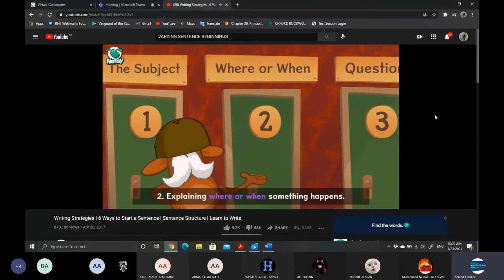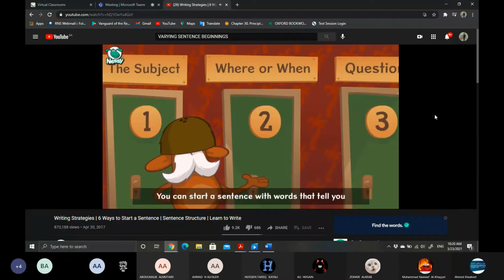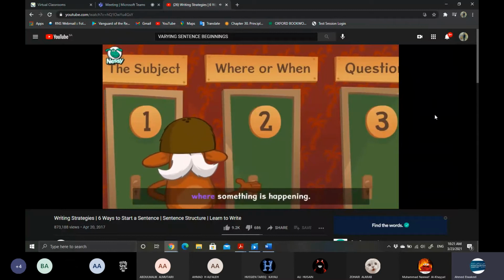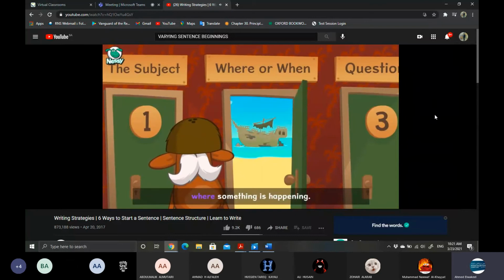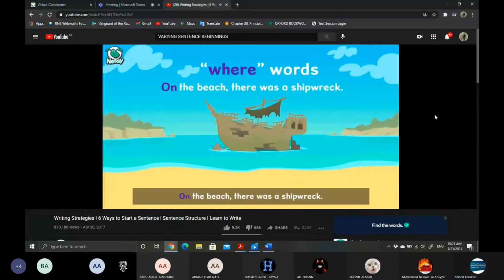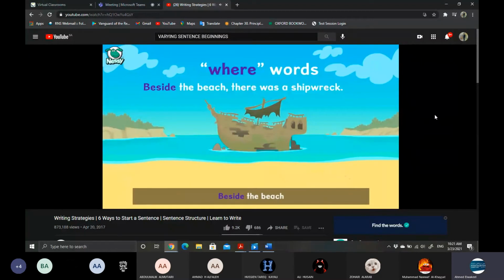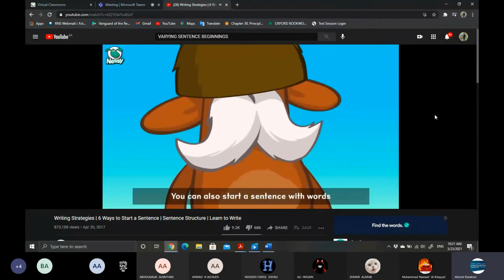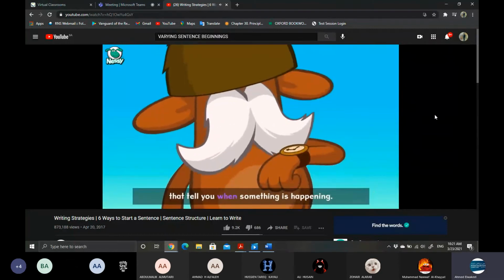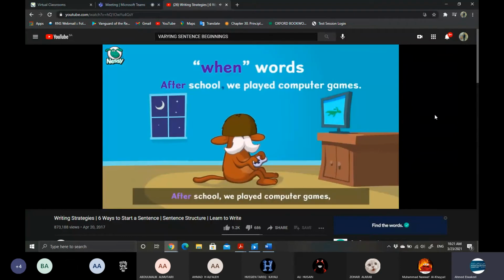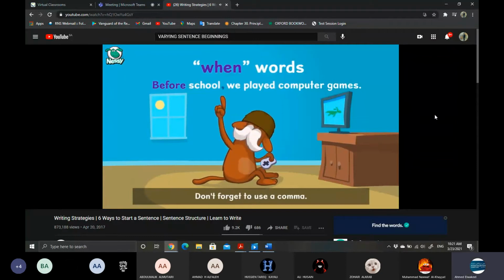Number two, explaining where or when something happens. You can start a sentence with words that tell you where something is happening. On the beach, there was a shipwreck. Or it could be beside the beach, by the beach, near the beach. You can also start a sentence with words that tell you when something is happening. After school, we played computer games. Or it could be before school. Don't forget to use a comma.